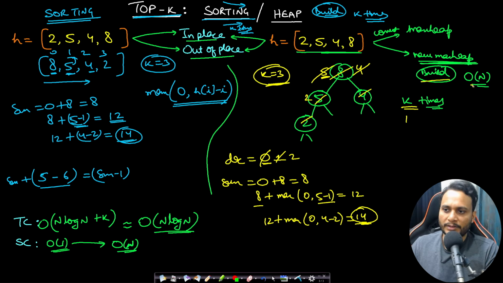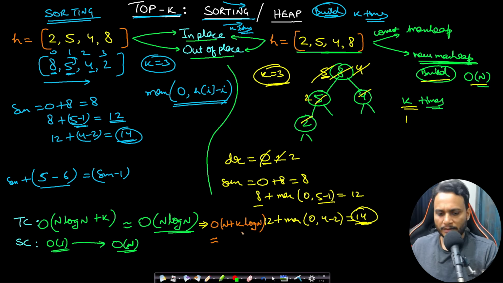So the build heap is order of n. So in terms of time complexity, I will say that the build heap was order of n, and after that we have done k operations, and each of the heapify will take log n time, so k log n. Therefore I can say that this is the time complexity, because I don't know if n is larger or k log n is larger, right? Because k can also be equal to n, so it is n plus k log n.